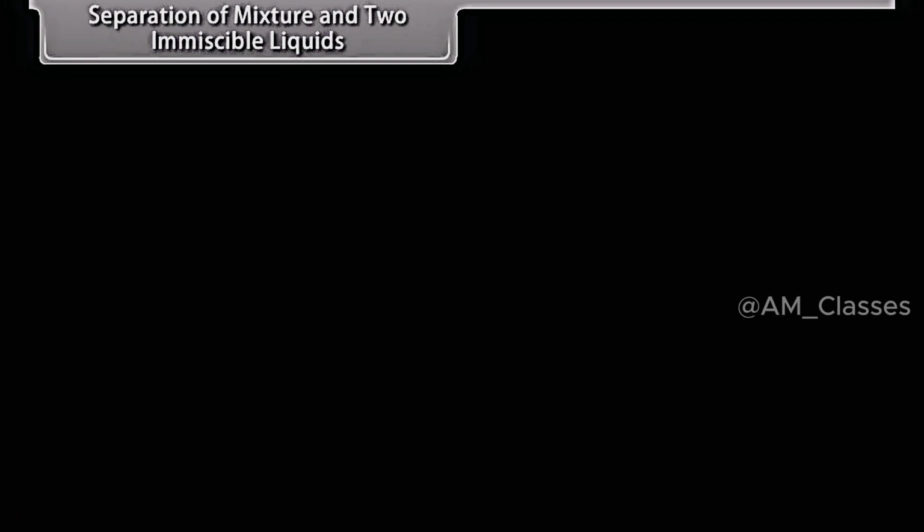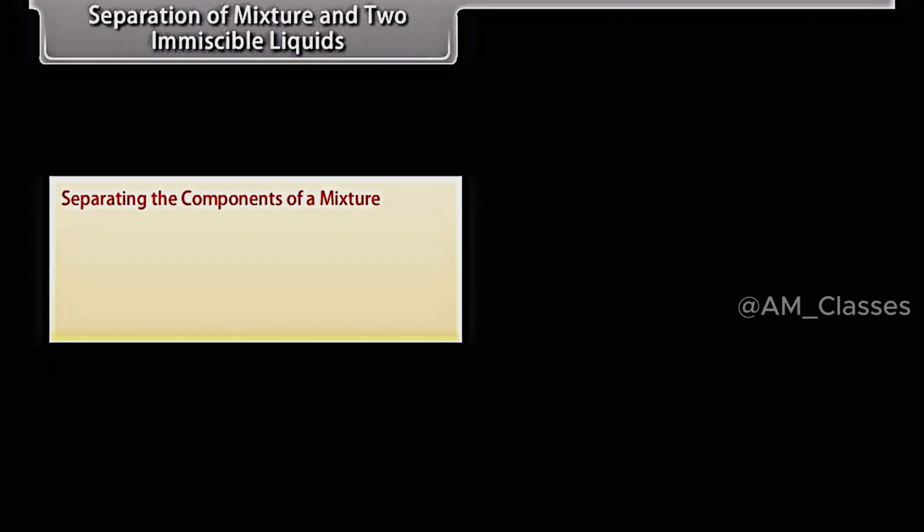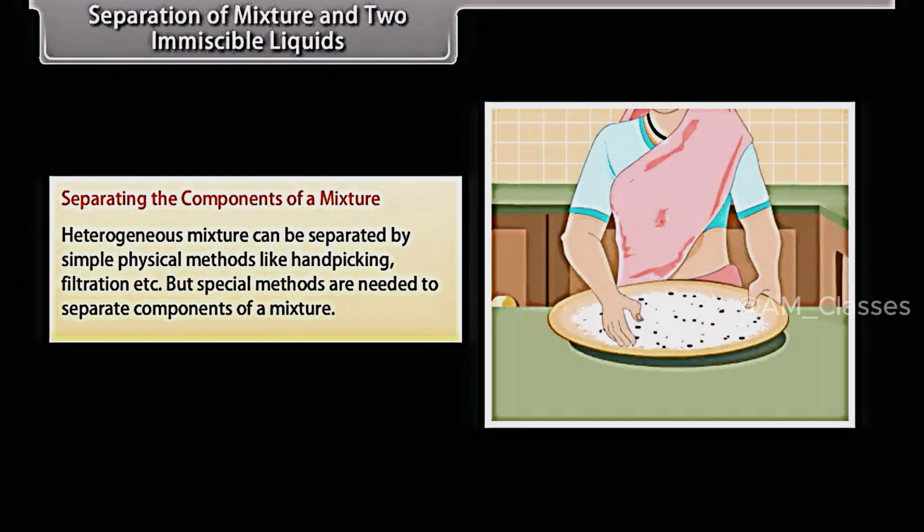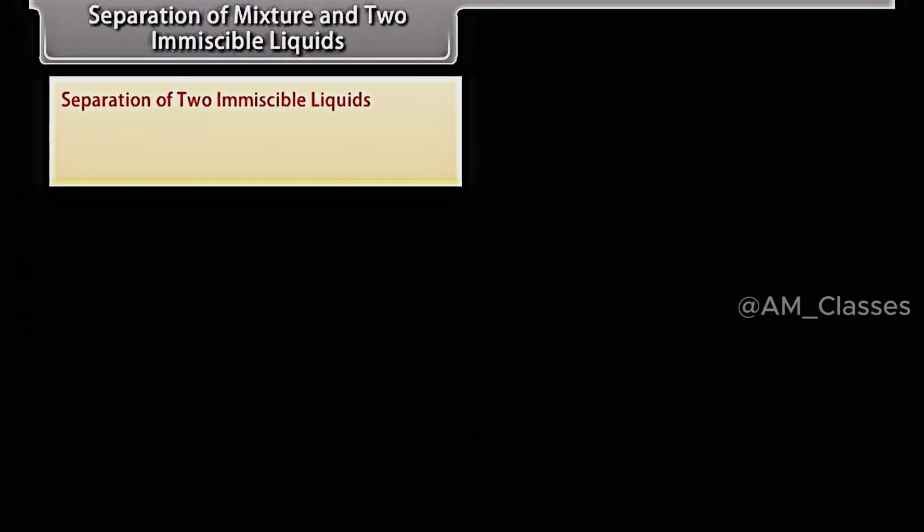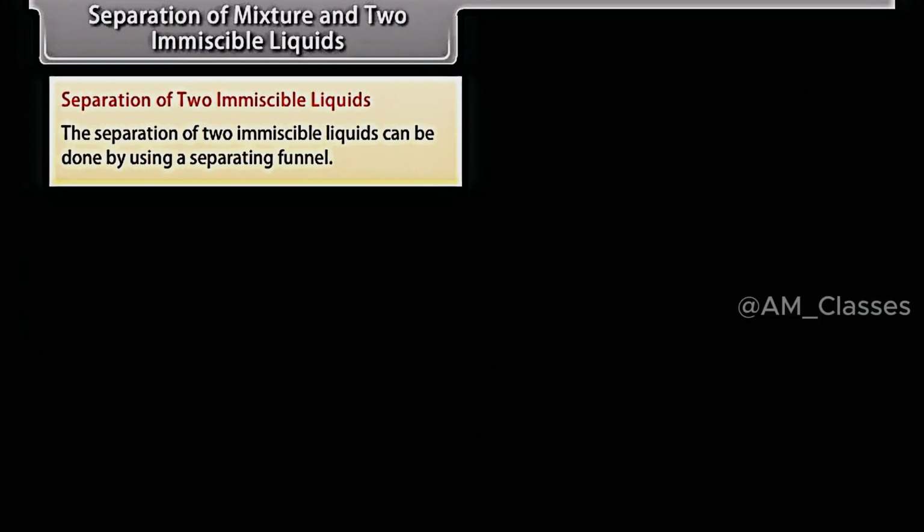Separation of mixture and two immiscible liquids. Separating the components of a mixture. Heterogeneous mixtures can be separated by simple physical methods like handpicking, filtration, etc. But special methods are needed to separate components of a homogeneous mixture. Separation of two immiscible liquids. The separation of two immiscible liquids can be done by using a separating funnel.